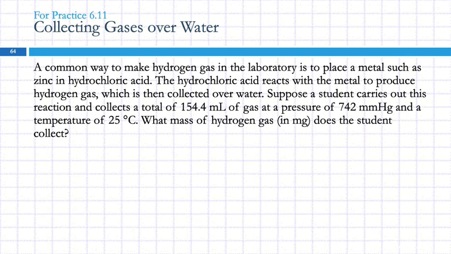Okay. A common way to make hydrogen gas in the lab is to place a metal such as zinc in hydrochloric acid. The hydrochloric acid reacts with the metal to produce hydrogen gas, which is then collected over water. Suppose a student carries out this reaction and collects a total of 154.4 milliliters of gas at a pressure of 742 millimeters of mercury and a temperature of 25 degrees Celsius. What mass of hydrogen gas in milligrams does the student collect?